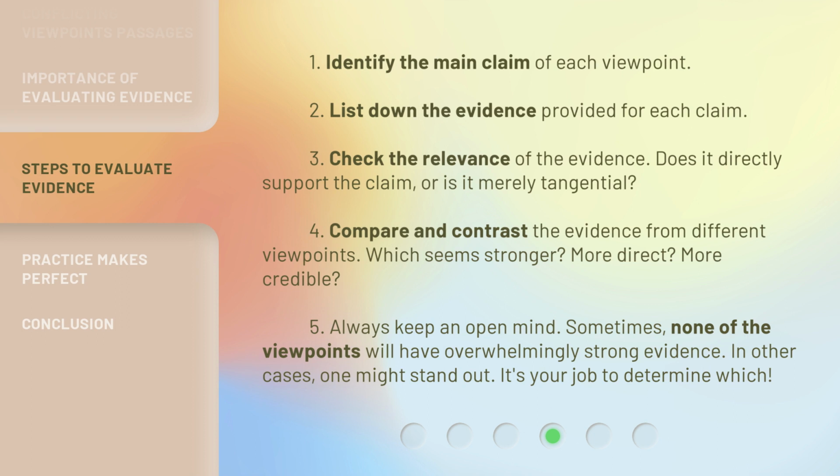1. Identify the main claim of each viewpoint. 2. List down the evidence provided for each claim. 3. Check the relevance of the evidence. Does it directly support the claim, or is it merely tangential? 4. Compare and contrast the evidence from different viewpoints. Which seems stronger? More direct?